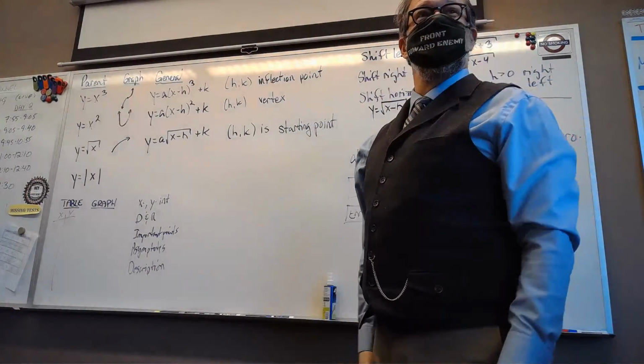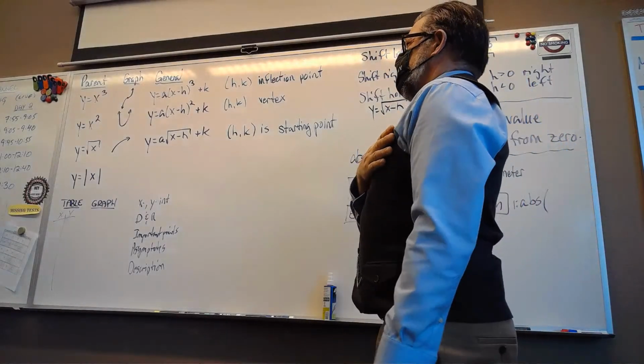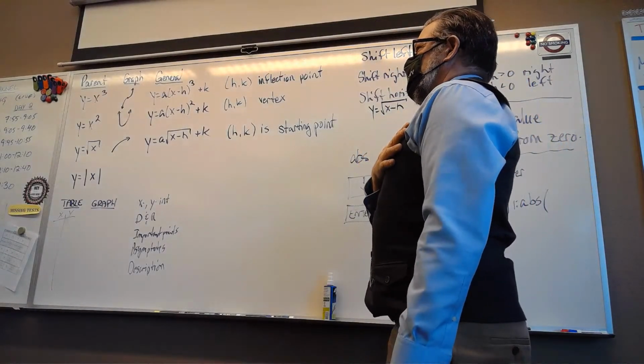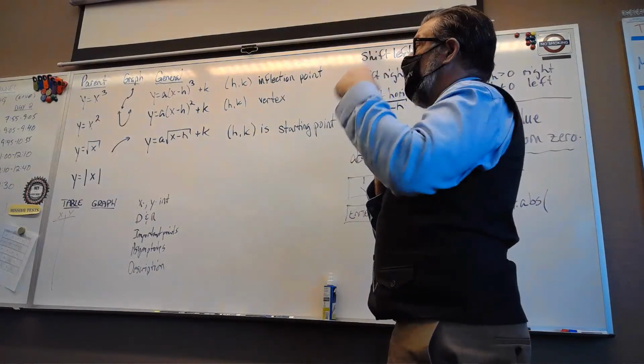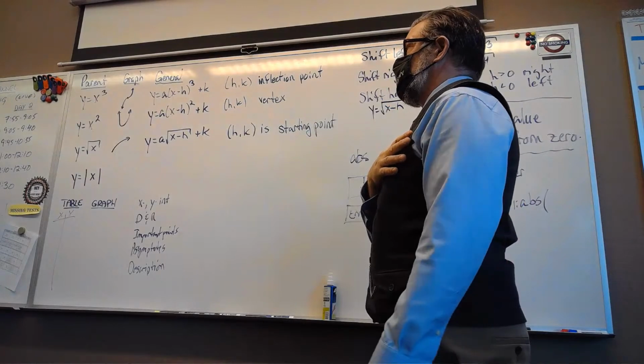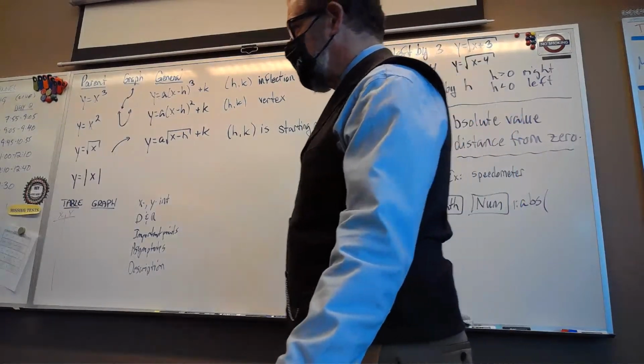Good morning, Meridian. Rise for the Pledge of Allegiance. I pledge allegiance to the flag of the United States of America and to the republic for which it stands, one nation, under God, indivisible, with liberty and justice for all. Thank you. You may be seated.